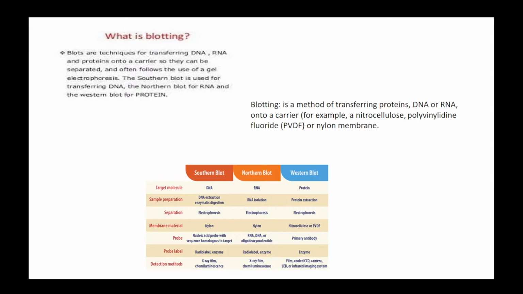Blotting is a technique for transferring DNA, RNA, and proteins onto a carrier so they can be separated, and often follows the use of gel electrophoresis. The Southern blot is used for transferring DNA. The Northern blot is used for transferring RNA, and the Western blot is used for proteins.